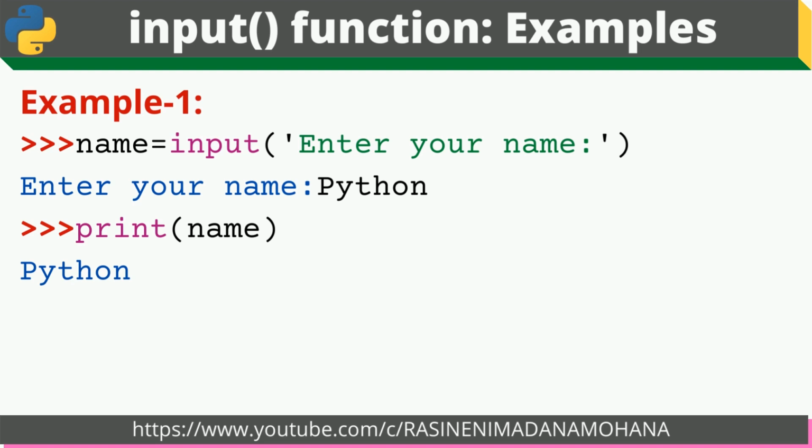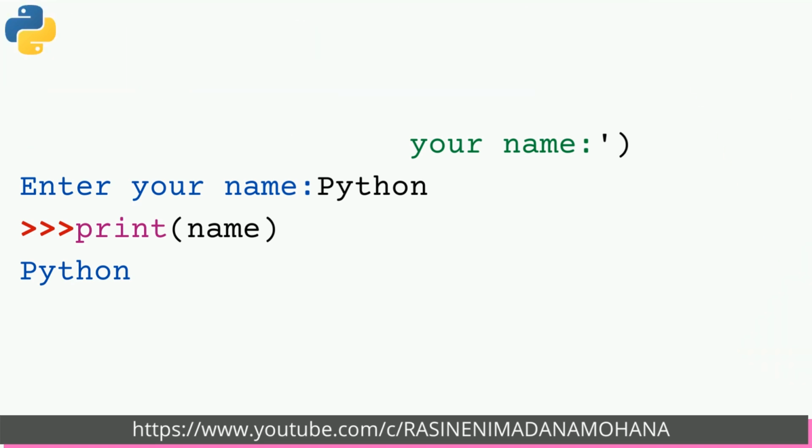Suppose here we entered Python. If you want to display the name, what is the variable we used here? Name. Now you can call it with the name, using the print function, print of name. Now Python is displayed here. Or directly, by calling the variable name without a print statement also, simply type name, then it displays the same Python only. This is one simple example of the use of the input function.